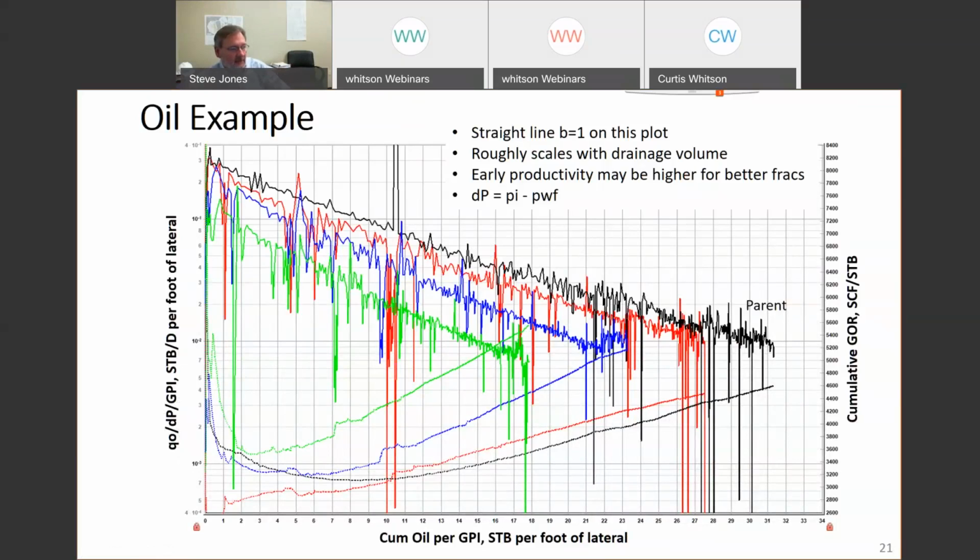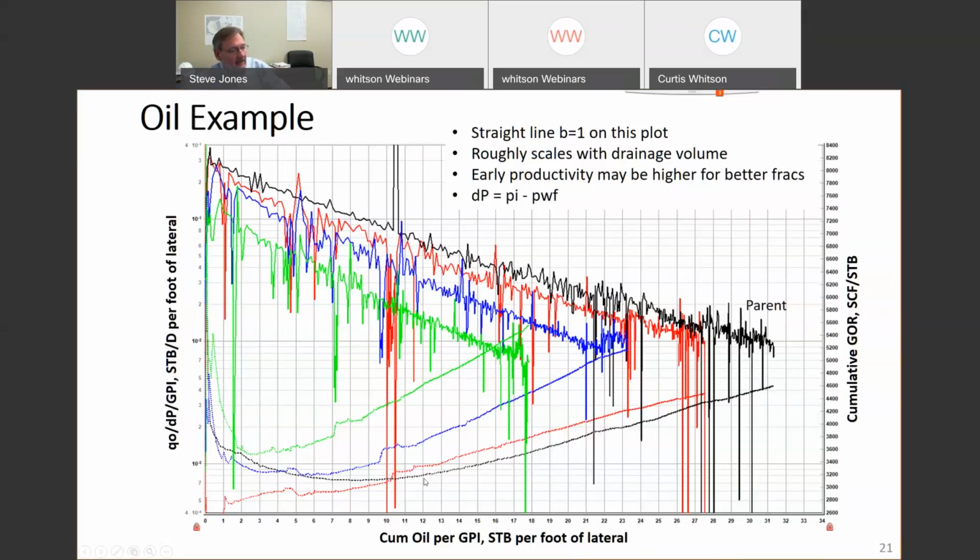So this is pressure normalized rate divided by lateral length on the y-axis, and then on the x-axis is cum oil per foot of lateral length. So I can compare wells that are different lateral lengths. And what you see here is the black line is the parent well. And you can see it's nearly a straight line, which tells me this well has a B factor of 1 or so, maybe a little above 1.